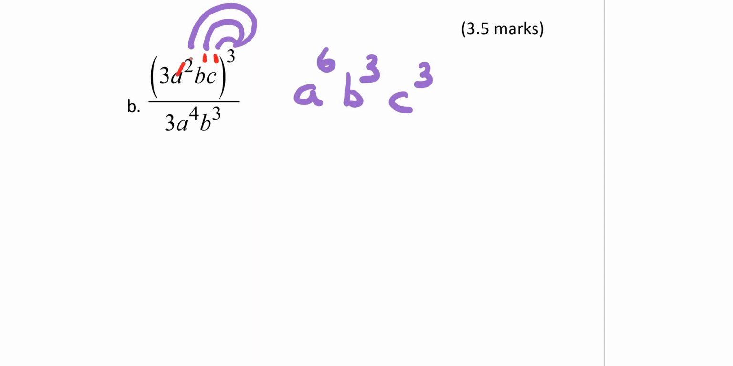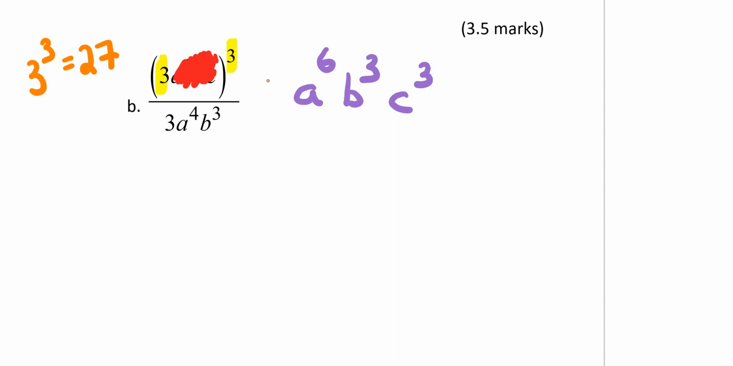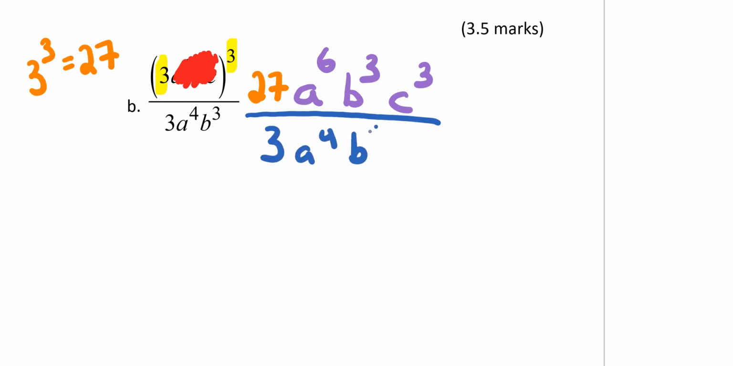And then if I erase all the letters, notice that we now have a 3 here and a 3 there. That's really 3 to the power of 3. A 3 to the power of 3 is really 3 times 3 times 3, which is 27. So there's a 27 there, all divided by the bottom, which is 3 a to the 4, b to the 3.